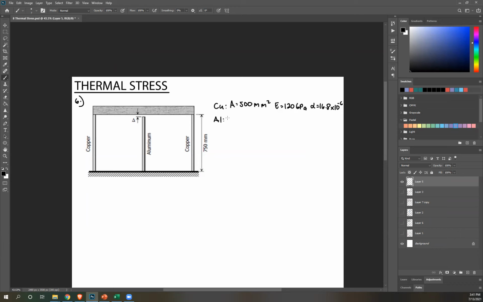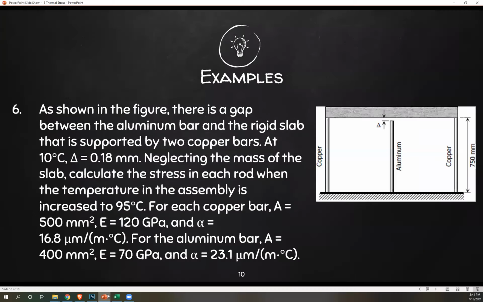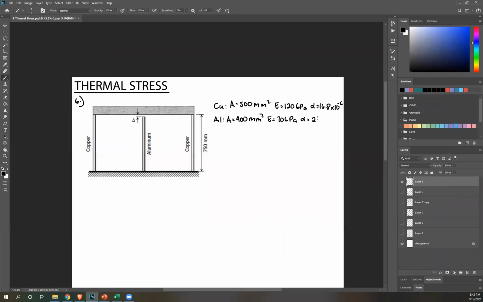And then aluminum, area is 400 millimeters squared. E is 70 GPa. And then alpha, 23.1. Again, it's micro, times 10 raised to negative 6. Okay. Now, first of all, the question here is, after they expand, will aluminum touch your slab? Okay, so let's check.